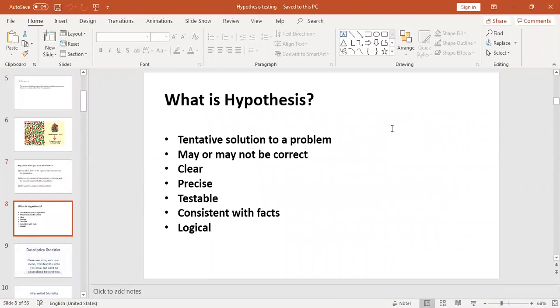So what is a hypothesis? We say that a hypothesis is a proposition, or a tentative solution to a problem. It may or may not be correct, so we should be in a position to test the particular hypothesis. It has to be clear, it has to be precise, it has to be testable, it has to be consistent with facts, and it has to be logical.